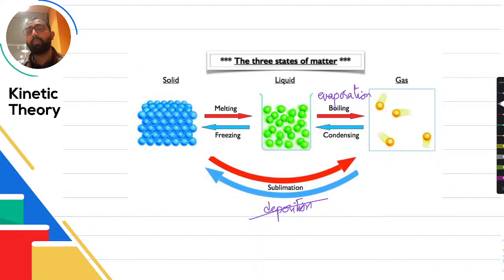Evaporation and boiling are different. Why are they different? What exactly is there? So evaporation happens only at the surface. Boiling happens throughout the liquid. Evaporation happens at all temperatures below boiling point.